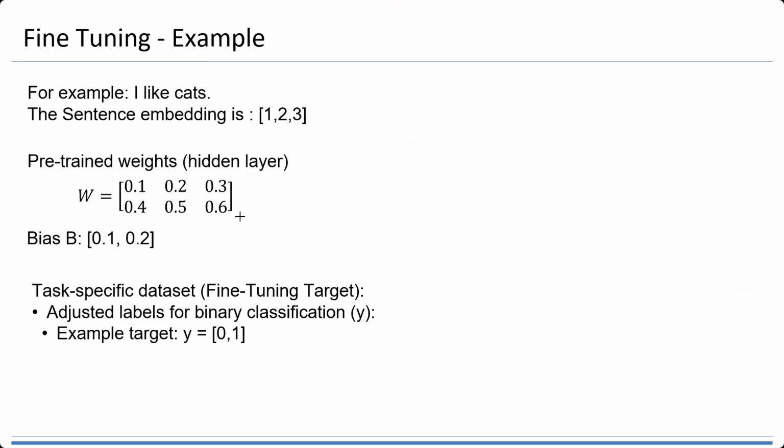Now we already have this model, and you need to specify what the task is. We have the task-specific dataset. So let's say this is your dataset, and we are going to do the fine-tuning.